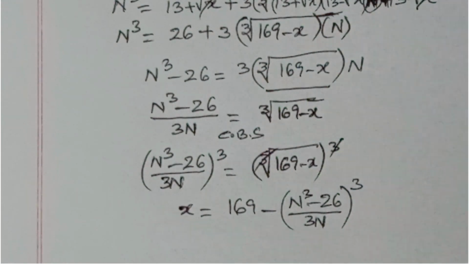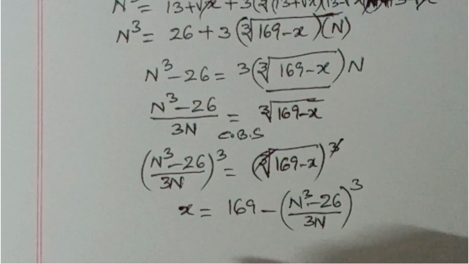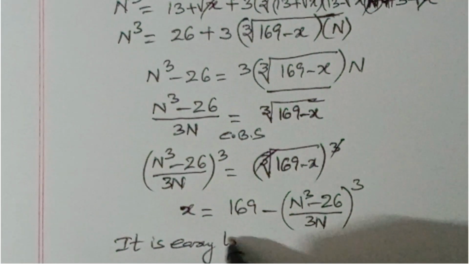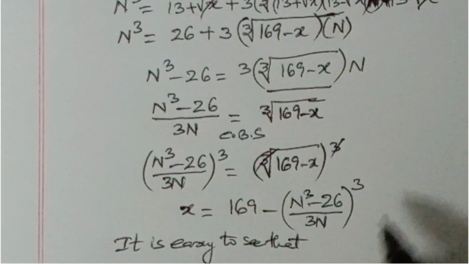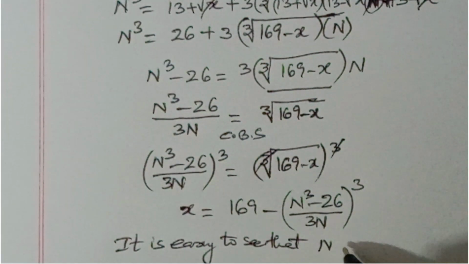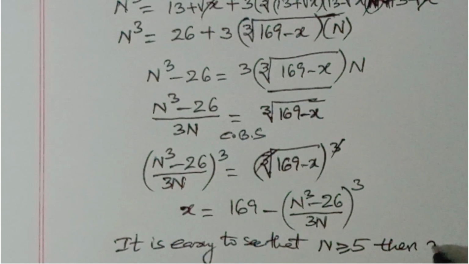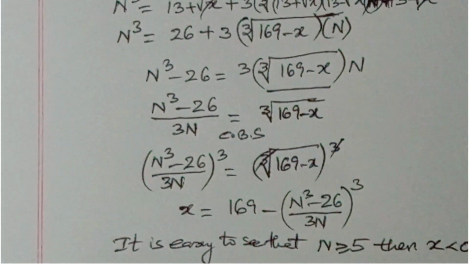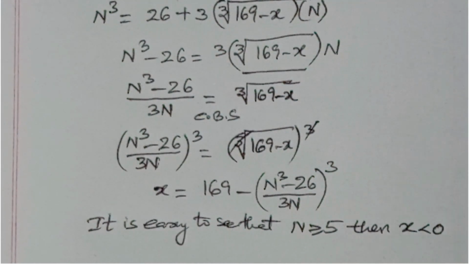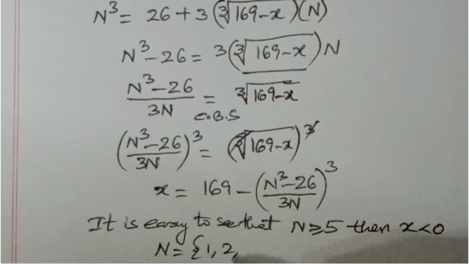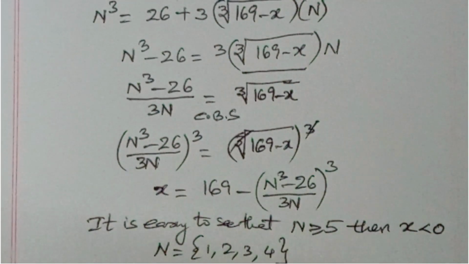So here by trial and error, it is easy to see that if n is greater than or equal to 5, then x value is negative. Therefore n is equal to 1, 2, 3, 4, since he is asking for non-negative real numbers.